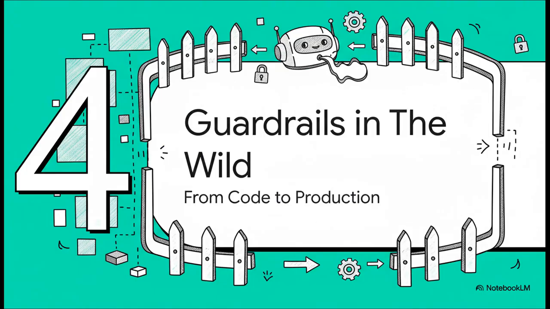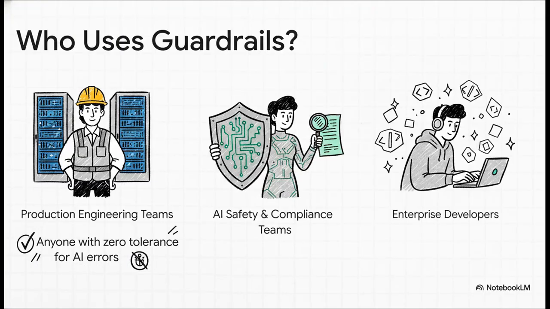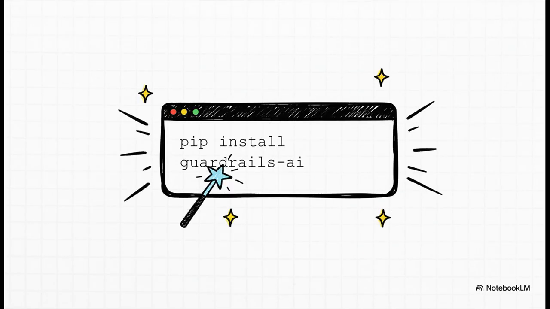All right, so that's the theory. Let's see how this actually builds from a concept into something you can use. How did teams take Guardrails and put it into practice in real live production systems? Well, the primary users are pretty much exactly who you'd expect. You've got production engineering teams who live and breathe uptime and reliability. You've got AI safety and compliance teams, especially in regulated fields like finance or healthcare. And really, it's for any enterprise developer who has absolutely zero tolerance for AI errors getting in front of a customer.